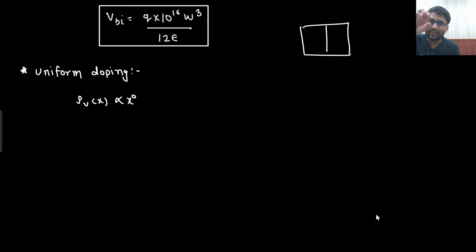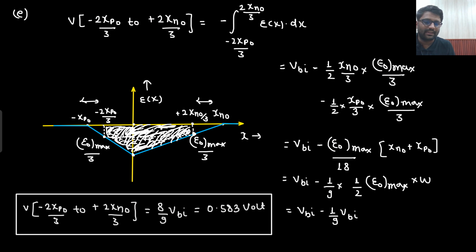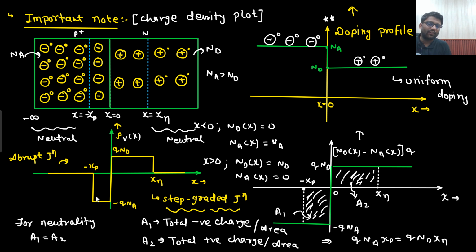Whatever the Na doping that you are doing or whatever the Nd doping you are doing, in this particular region, Na doping should be uniform. In this particular region, Nd doping should be uniform. Na, Nd should be uniform. That means my rho(x) should be a function of x to the power 0. And you can check here, in this case, your rho(x) is a function of x to the power 0.